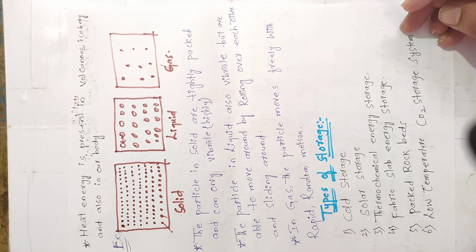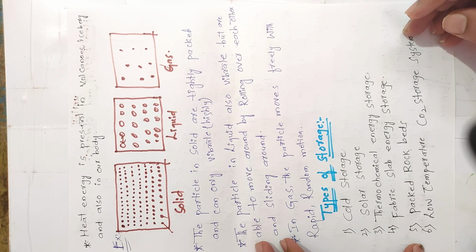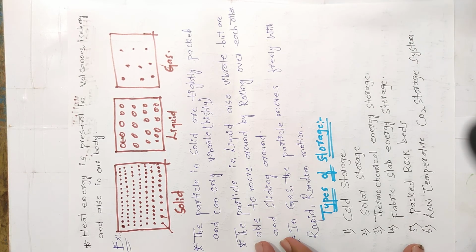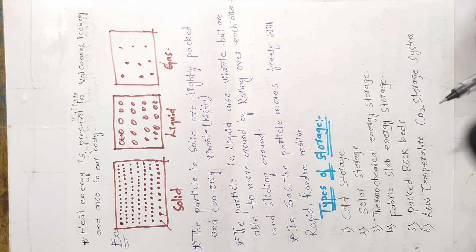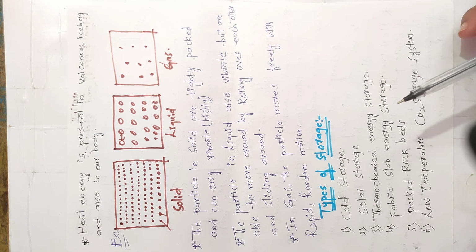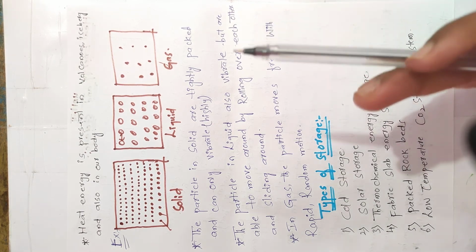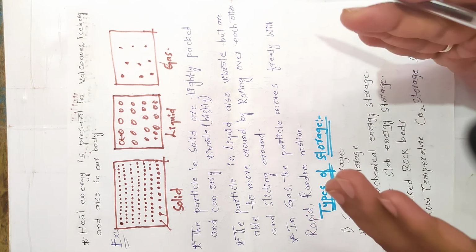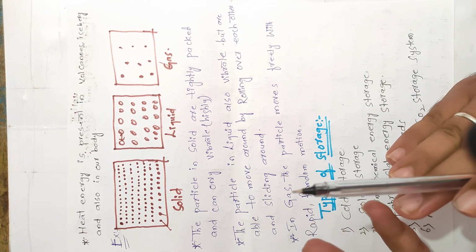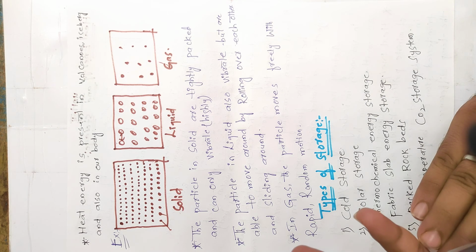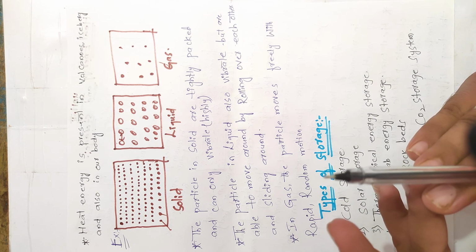So today there are six types of storage system. The first one is cold storage system, second one is solar energy storage system, third one is thermochemical energy storage, fourth one is fabric slab energy storage, fifth one is packed rock beds, and sixth one is low temperature carbon dioxide storage system. Okay dear, in the next session we are going to learn regarding the media of transport of heat energy, in which we are going to learn regarding conduction, convection, radiation, as well as flow gases also.